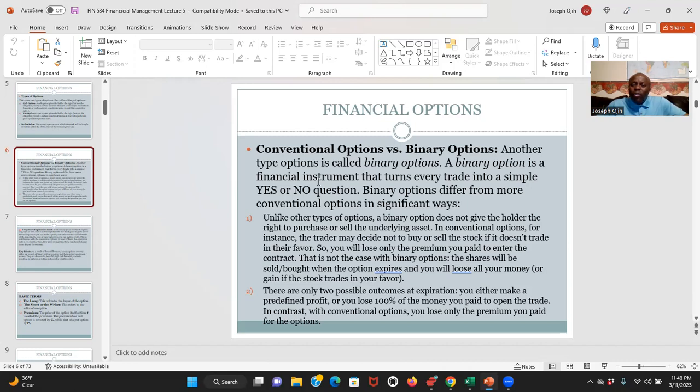The second difference is this. There are only two possible outcomes at expiration for binary option. You either make a predefined profit or you lose 100% of your investment. See? That's the second difference. So this makes binary option very risky. Okay?